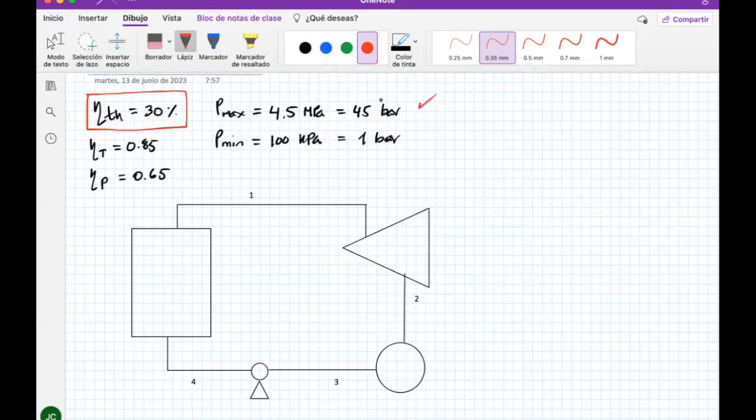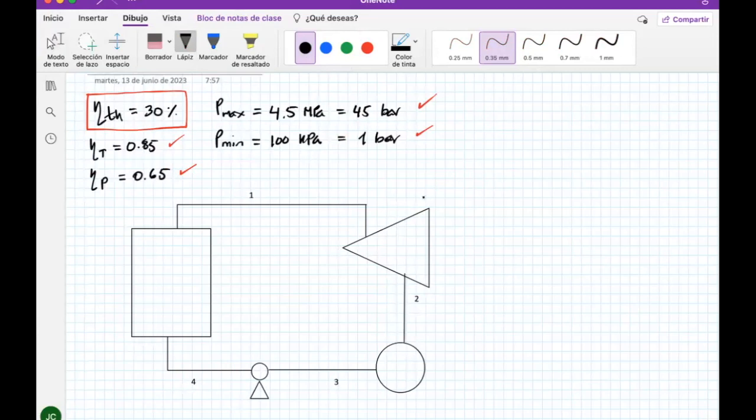Also, we need the maximum pressure to be 4.5 megapascals, and the minimum pressure should be around 100 kilopascals. Another condition they are giving us is that the efficiency of the turbine needs to be 85%, and the efficiency of the pumps, if there are many pumps, needs to be 65%. After that, you're free to choose whatever you want. That's kind of the idea for this problem. And it's not an easy problem, and you will see why.